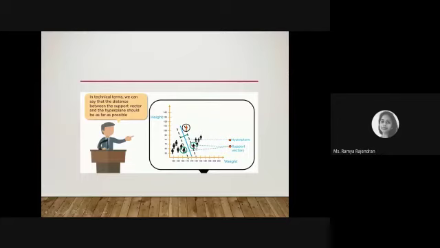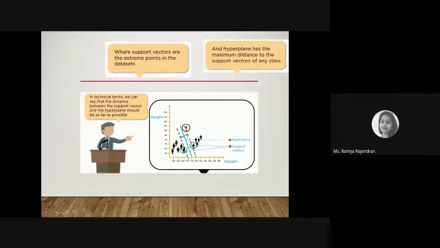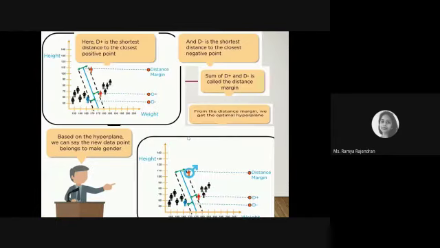We always have to note that the hyperplane should be as far as possible from both of the support vectors. This is our distance margin. This is your d minus, and this is your d plus. When you sum them up, you call that the distance margin. Because this is a positive distance and the other becomes a negative distance, they are called d plus and d minus.